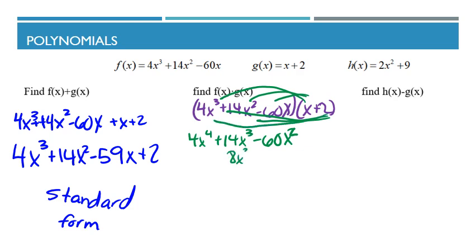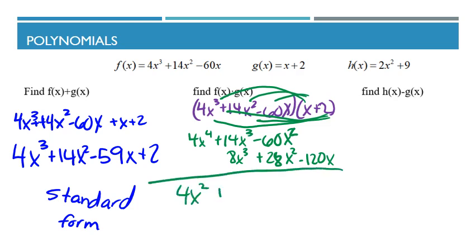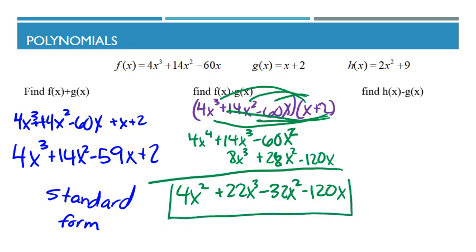I have an 8x cubed, a positive 28x squared, and a negative 120x. So now if I combine like terms, 4x to the fourth plus, what do we got? 22x cubed, and then an x squared value, what does that give us? 60, 50, 40, 32, negative 32, and negative 120x. So just double check, we were multiplying, so this should be a 4, my apologies. Our degree should increase by 1 because we took x cubed times x.